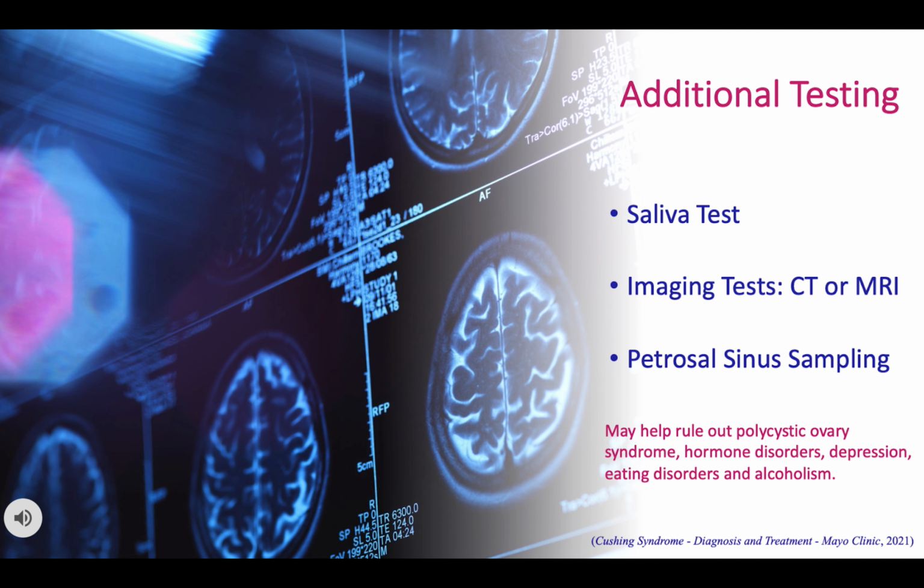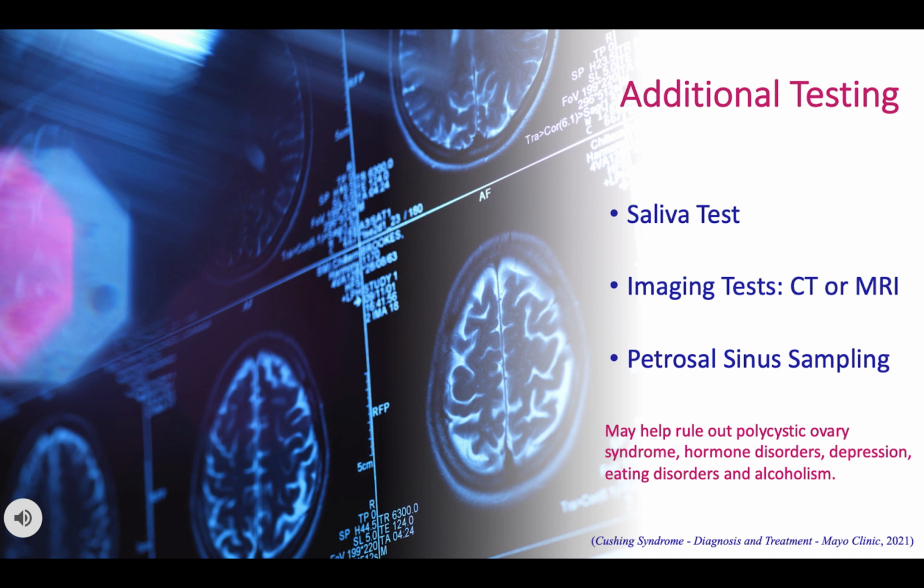Imaging tests such as CT or MRI scans can provide images of your pituitary and adrenal glands to detect abnormalities such as tumors. Petrosal sinus sampling can help determine whether the cause of Cushing syndrome is rooted in the pituitary or somewhere else. For this test, blood samples are taken from the veins that drain the pituitary gland, or petrosal sinuses.